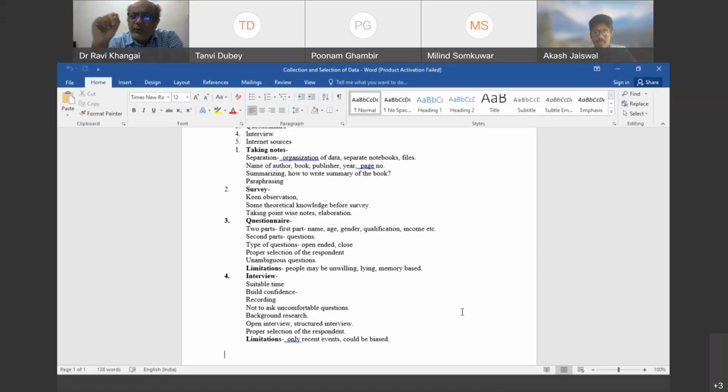Before you go for the interview, a little bit of background research is important. For example, if somebody is writing the history of Nagpur University and he goes and asks the Vice Chancellor, sir, in which year the Nagpur University was established, probably he will understand that this person has not at all done any homework, because those things are very easily available on the internet.